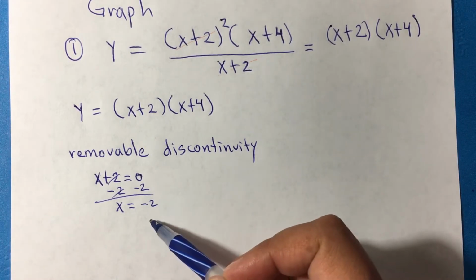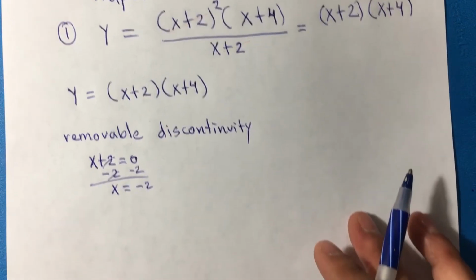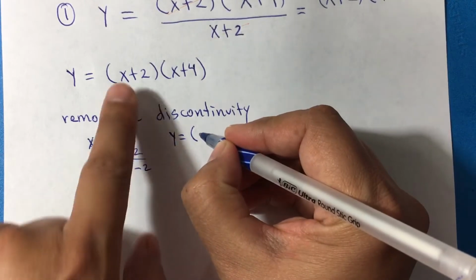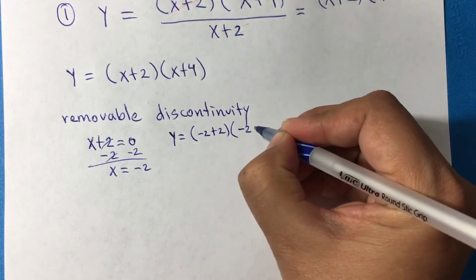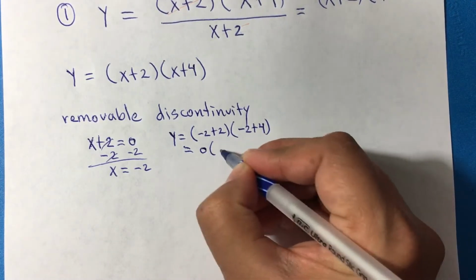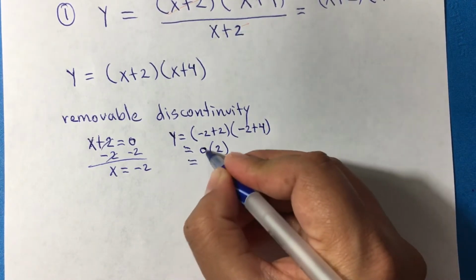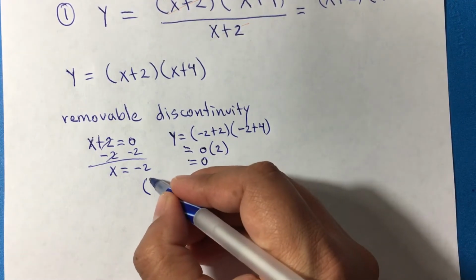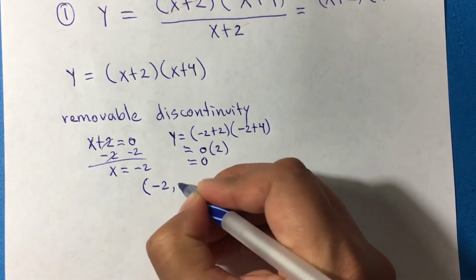Then we're going to replace that negative 2 into our simplified equation. So y is equal to (negative 2 plus 2) times (negative 2 plus 4). Negative 2 plus 2 is 0, times negative 2 plus 4 is 2, but anything multiplied by 0 is always 0. So the hole created by this removable discontinuity will be at negative 2, 0.